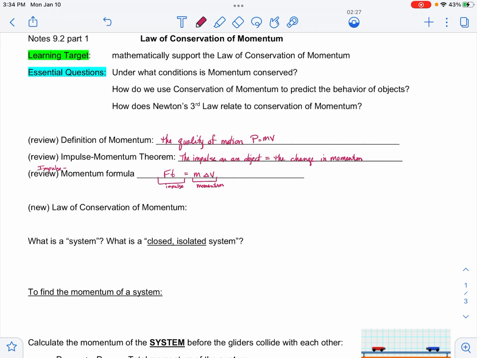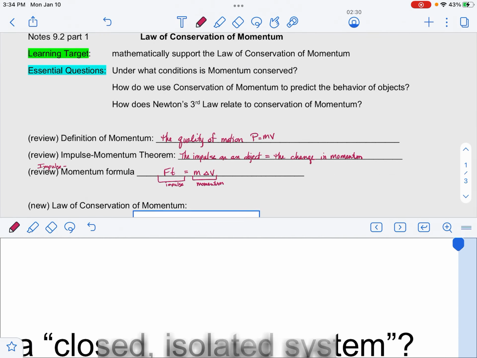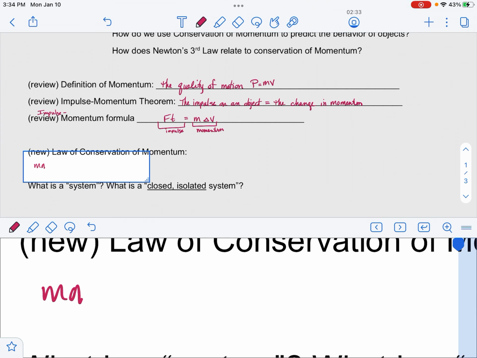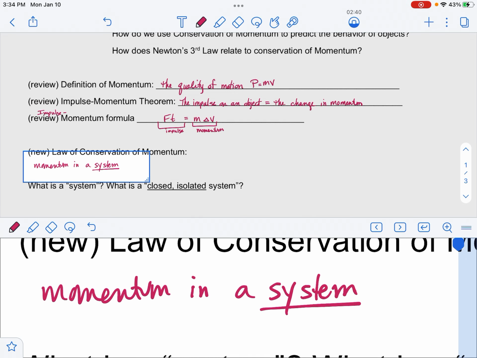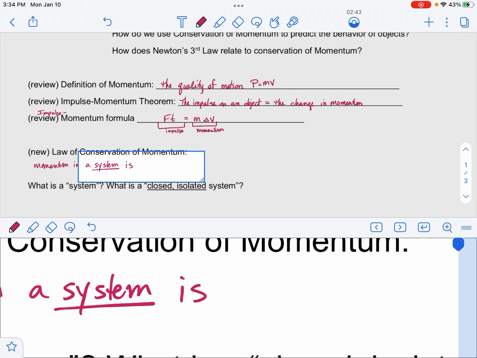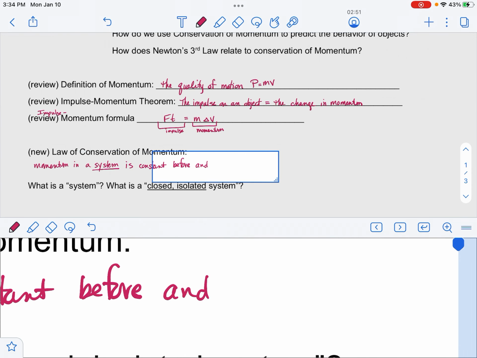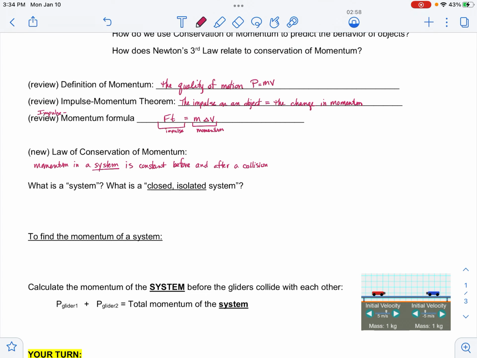The conservation of momentum. So this says momentum in a system. We'll talk about what a system is in just a minute, but that's an important word. Is constant before and after a collision. All right, so whatever the momentum of this system is before a collision, that's the same as the momentum after a collision.